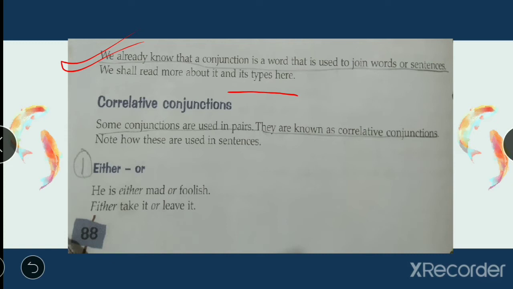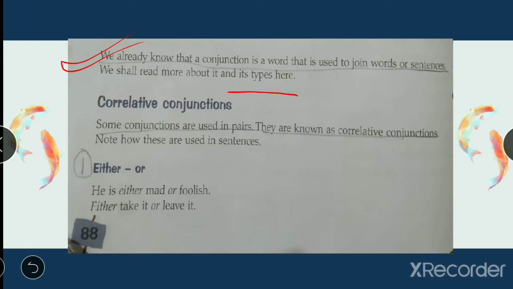Now in fifth standard also you might have studied conjunctions, right? Now what you're going to study in this chapter is types of conjunctions. The conjunctions that you have studied separately, and, or, but, you have studied all that separately, right? But here now you are going to study conjunctions as two types. Here you are going to study correlative conjunctions and compound conjunctions.